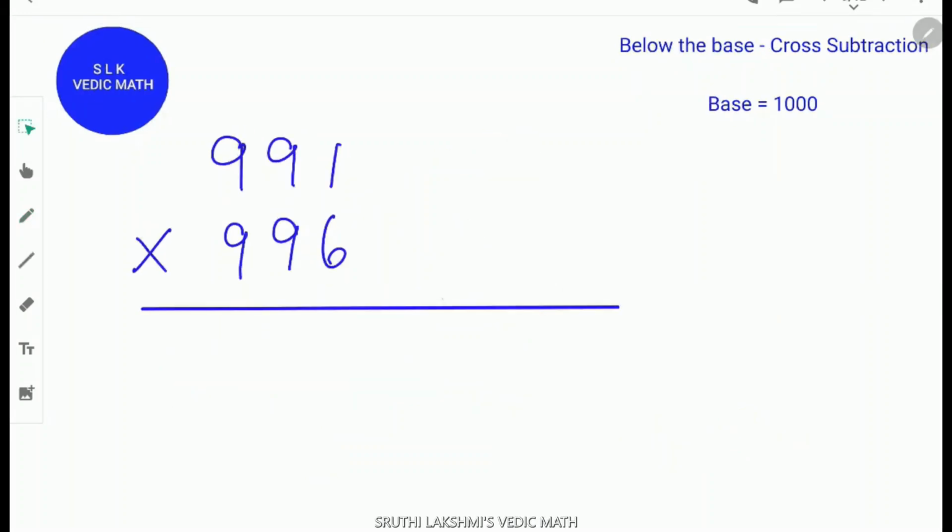Let's try another example. 991 times 996. First, find the base for 991 and 996, which is 1000. Next, find the difference between 991 and the base 1000, which is 9. We write 9 as minus 009. We put a minus sign to show that 991 is less than the base 1000. We put 2 zeros in front of 9 because the base 1000 has 3 zeros, so there are supposed to be 3 digits in the right-hand side.